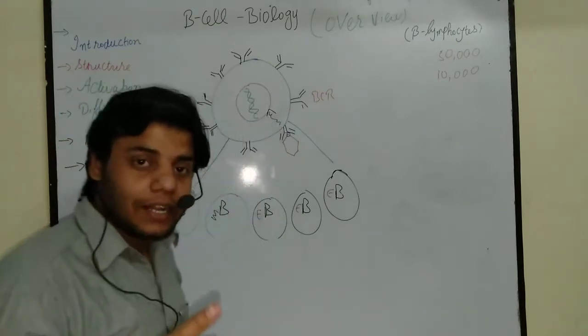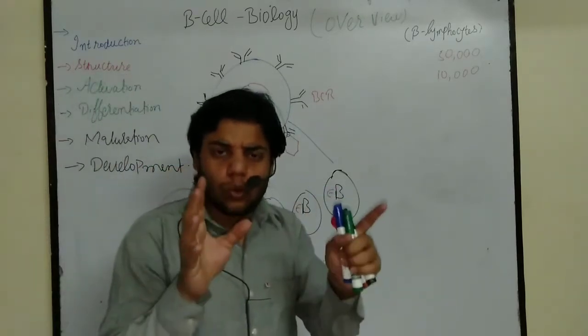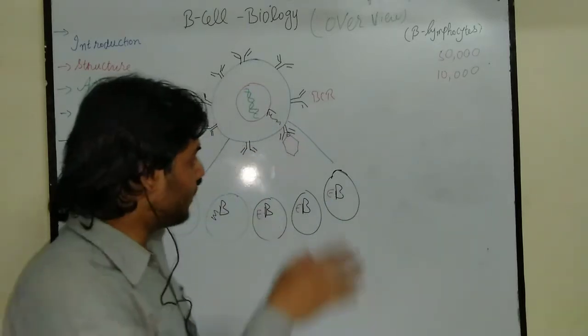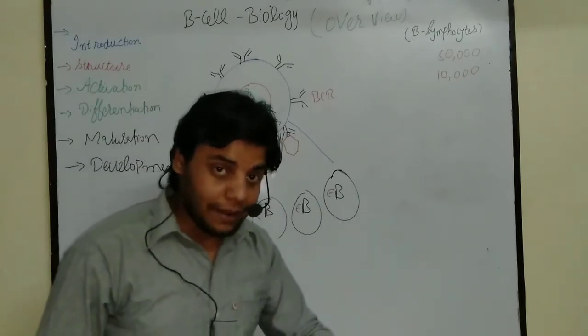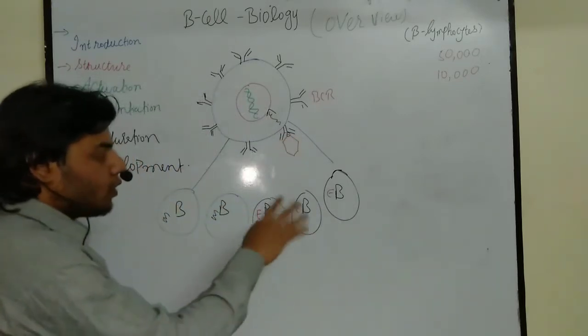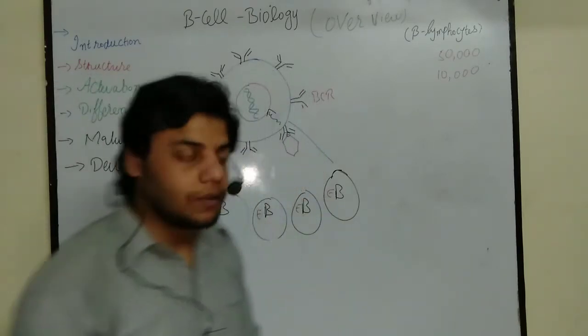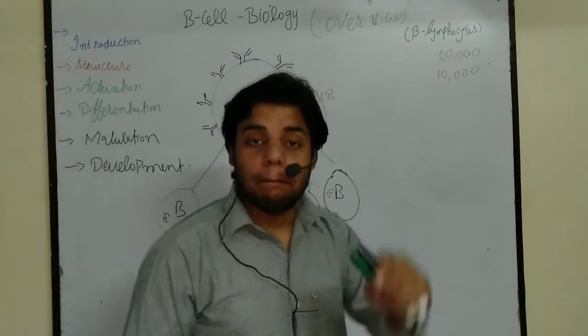So the killing of the first attack by the B cell is very slow, but the killing of this same pathogen the second time is very fast. Why? Because they know everything. So that's why it will kill it so fast. This is the unique property of the memory B cell.